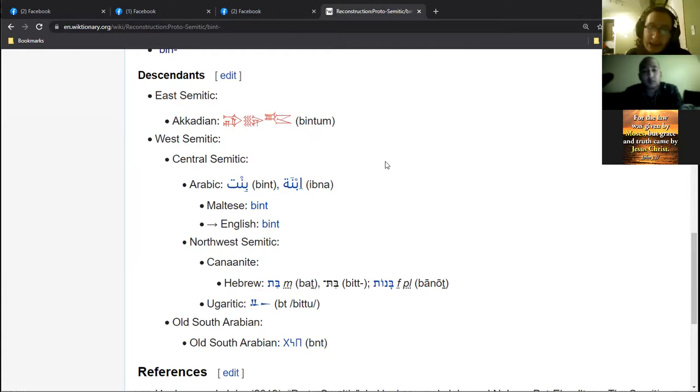So ever since then, the feminine in Hebrew has always been hey, but fragments or remnants of the original feminine are preserved in the construct state of Hebrew. So that's pretty cool that Hebrew preserves evidence of that original form.